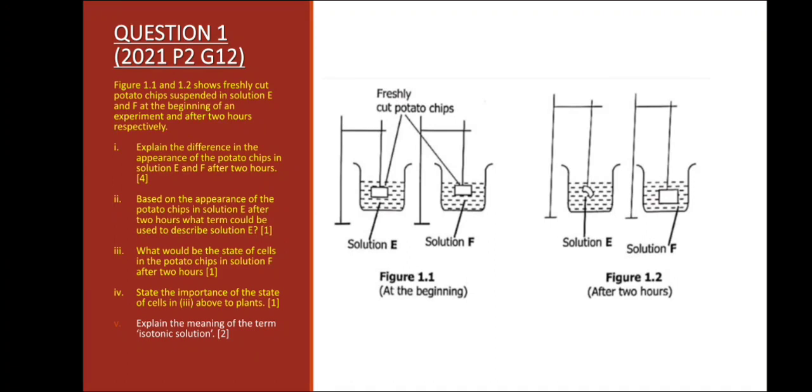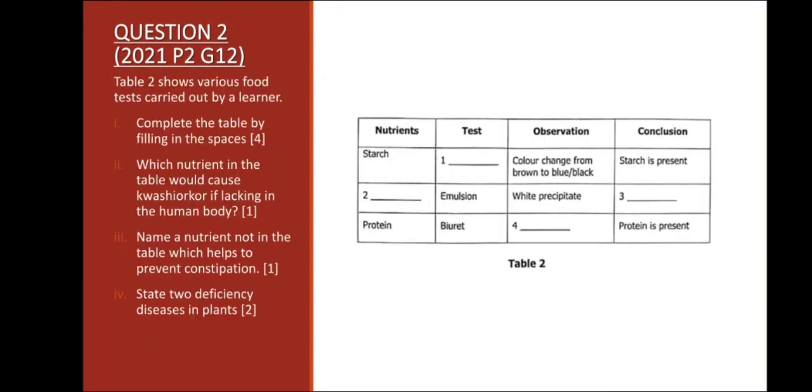All right. Final question. Explain the meaning of the term isotonic solution. Well, an isotonic solution is a solution that has got equal concentration with the cell. So if you put a plant cell or an animal cell in an isotonic solution, nothing will happen because the concentration is equal. All right, let us look at question 2 for this paper.